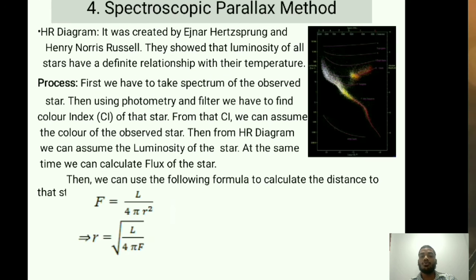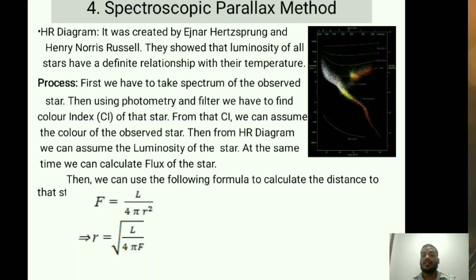Now the fourth technique I have used here is the spectroscopic parallax method. To use this technique we have to know about the Hertzsprung-Russell diagram, which is also known as the HR diagram. It was created by Ejnar Hertzsprung and Henry Norris Russell. They showed that the luminosity of all stars has a definite relation with their temperature. This can be studied by the diagram clearly.